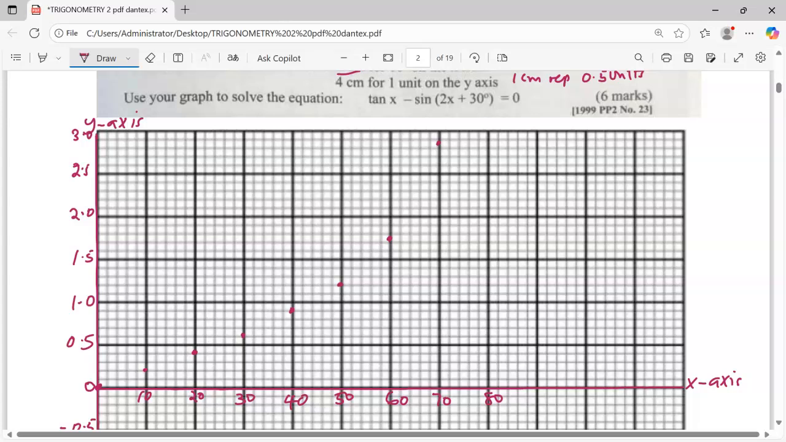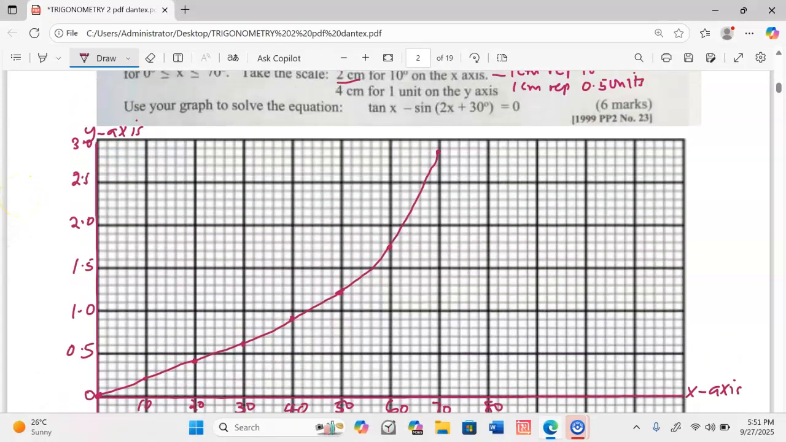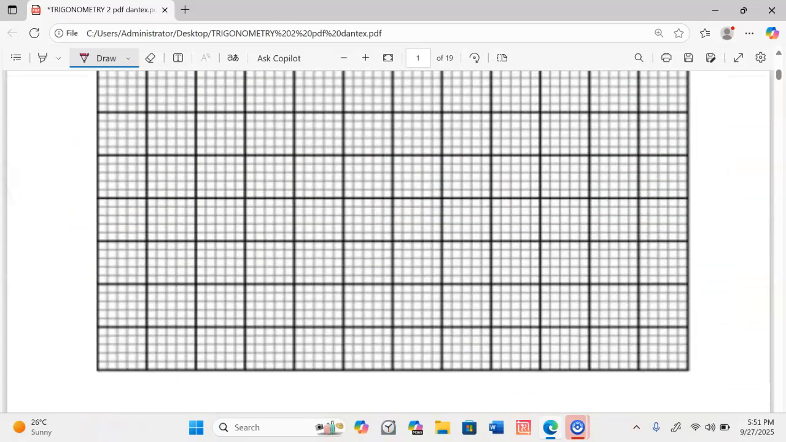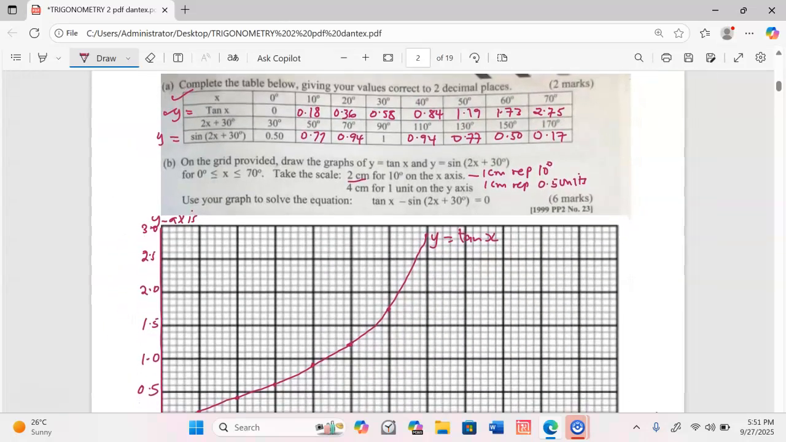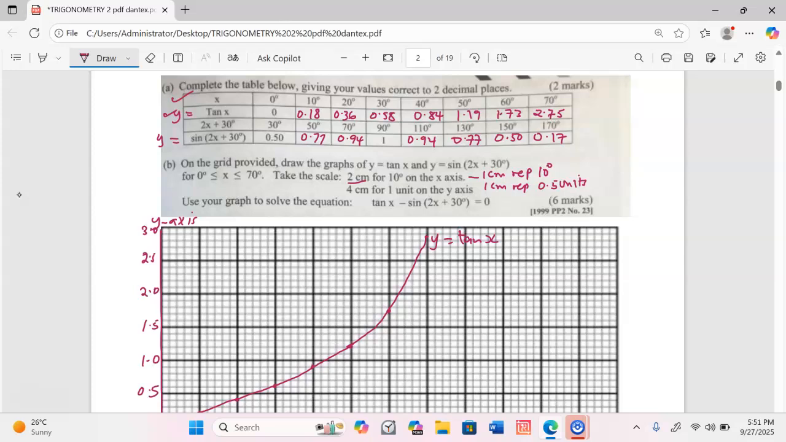Once we have done that, we are going to join all these plotted points for us to get the first curve. This is our first curve, which is actually y is equal to tan x. And next, now we are going to pick on the other one, which is y equals sine of 2x plus 30.